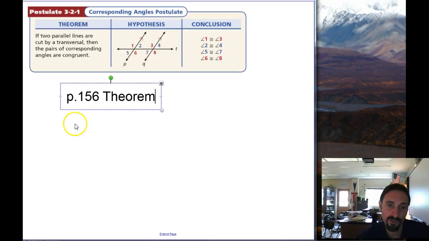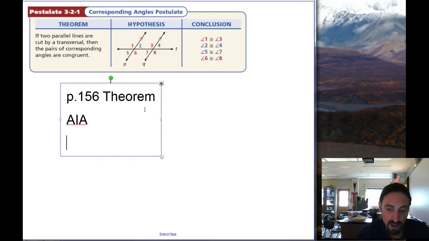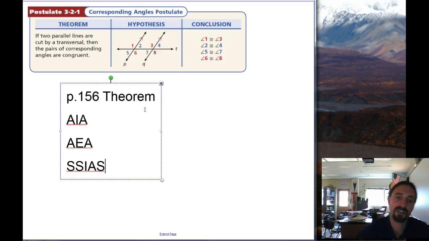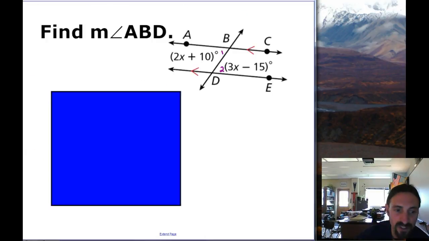So again, real quick before we move on, please make sure you get this postulate, the corresponding angles postulate, and the theorems on page 156, also known as alternate interior angles, alternate exterior angles, and same side interior angles are supplementary. Congruent. Cool. Let's try this one. I'll try to make this video short.